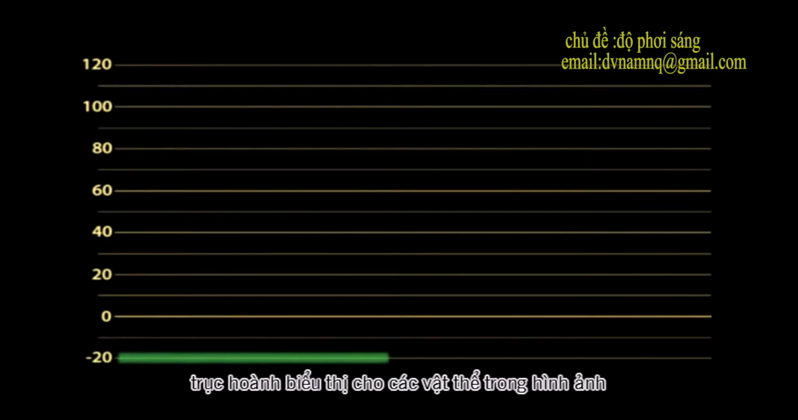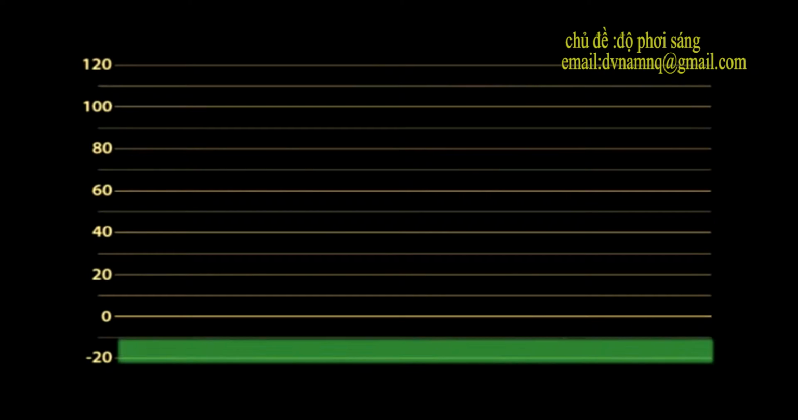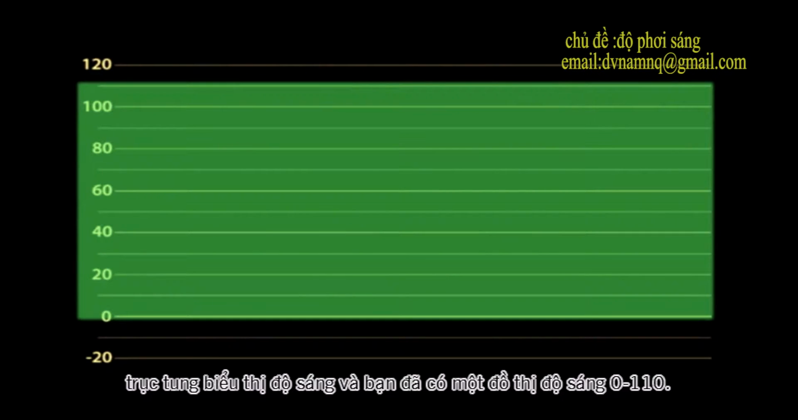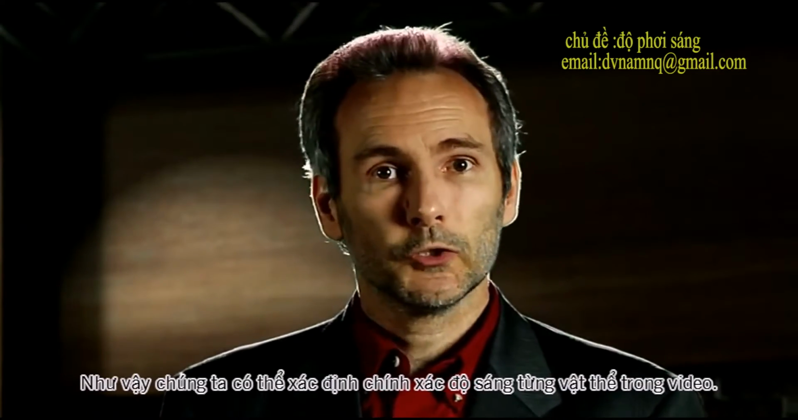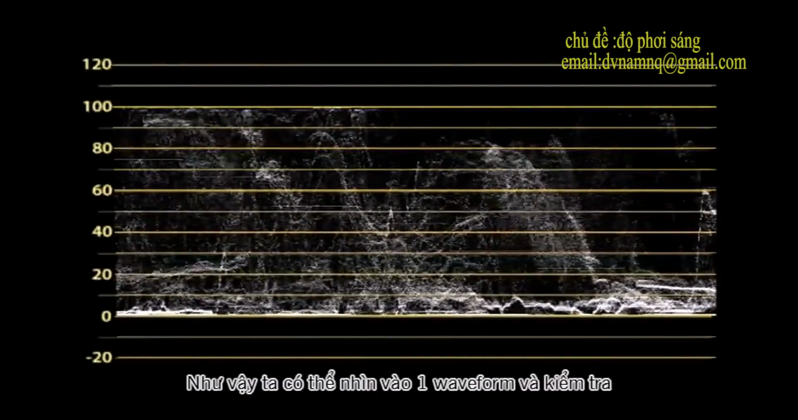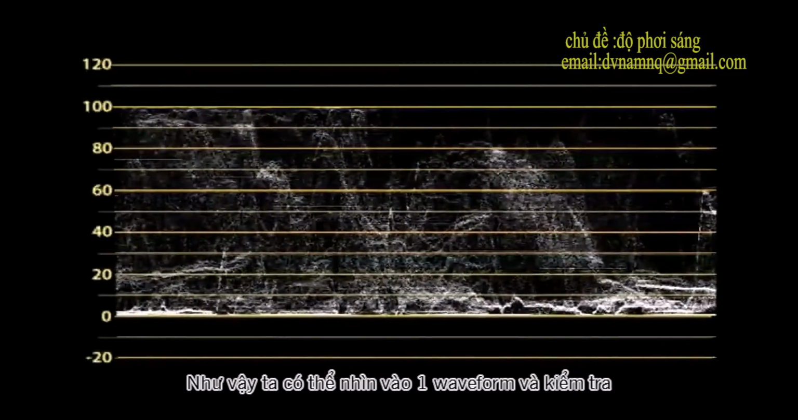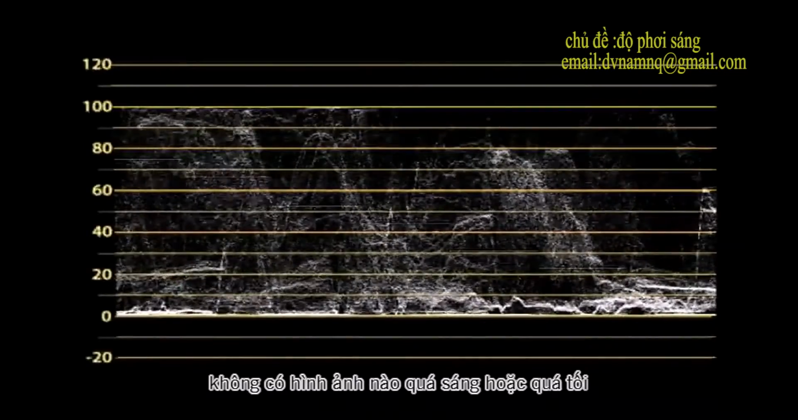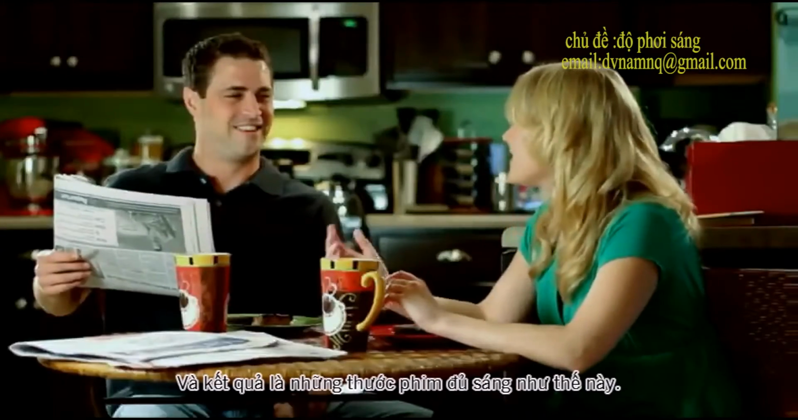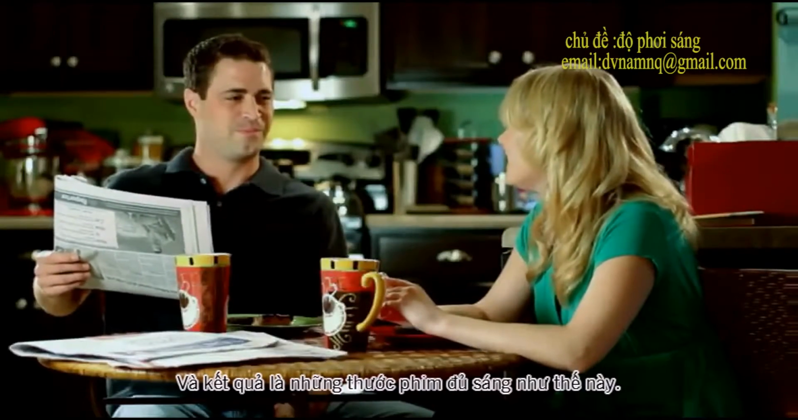So the horizontal is actually referencing the horizontal elements in your image, and the vertical is representing the brightness of the image. And so we have that 0 to 110 scale laid out here. So we can see exactly how bright the elements of our image are. So I can look at a nice, robust waveform image, and I can see that nothing is clipping off the top, nothing is crushing off the bottom. I probably have a pretty reasonably well-exposed image here.